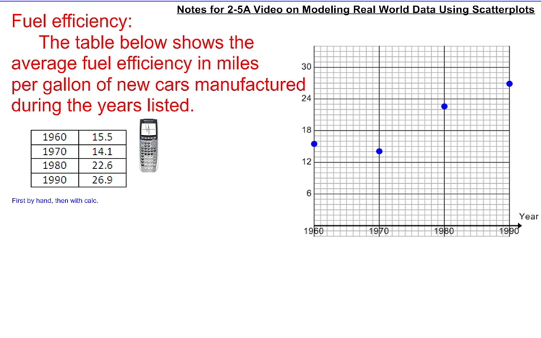To start, you'll see that we have data here that talks about the average fuel efficiency in miles per gallon of new cars manufactured during the years given. So we have a little table here. They actually made our scatter plot for us, so you can see those blue dots on the graph. And we are going to draw what's called a line of best fit.